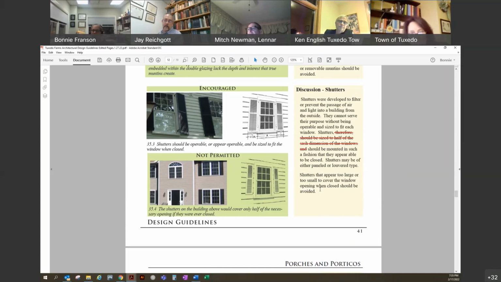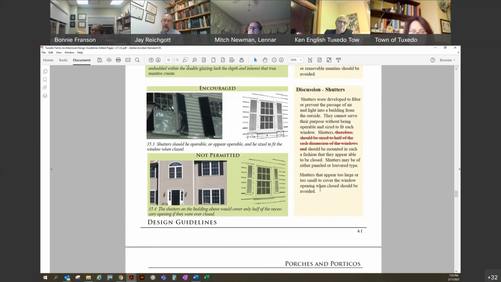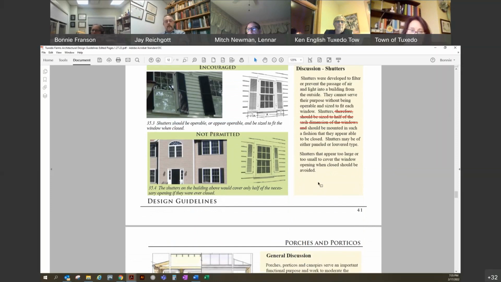They may look like they can be closed, but we weren't trying to create the illusion that they would ever cover your entire window. So that's why it's crossed out. Of course, it wouldn't look like this. That's not permitted. The standard was shutters should be operable or appear operable. And to appear operable, they have to cover half the window. And so the applicant is not proposing to size them to half the width of the window.